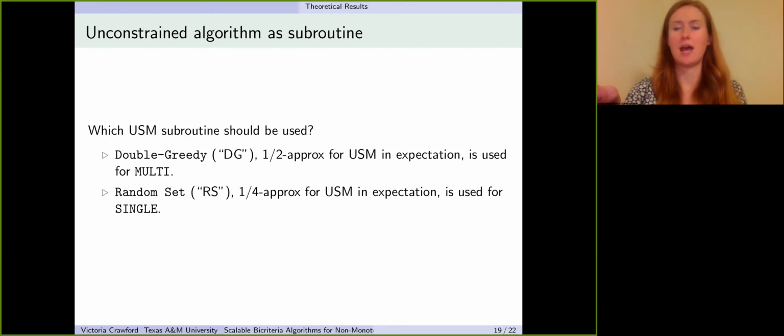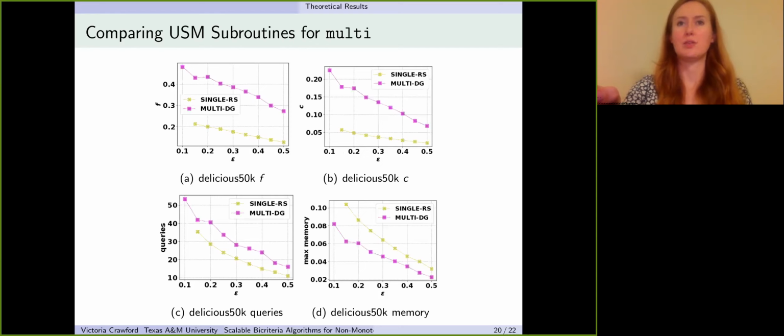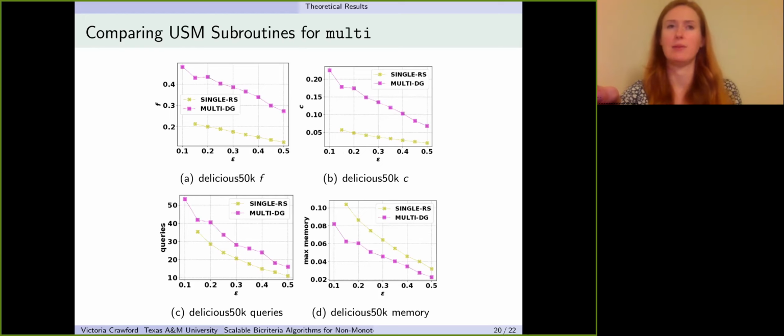Experimentally, I also looked at different unconstrained algorithms used as a subroutine for stream. Single, as I said, runs unconstrained submodular maximization a lot of different times. So in order to reduce the query complexity, I used a very fast algorithm for that unconstrained submodular maximization, actually just returning a random set. On the other hand, when I'm running multi, which uses fewer runs of the unconstrained submodular maximization algorithm, I used the algorithm that gives the best approximation guarantee, which is 1/2. In these experiments, I looked at the different algorithms for different input. Epsilon is an input parameter, and it controls your trade-off between your approximation guarantees and the feasibility and the cost.